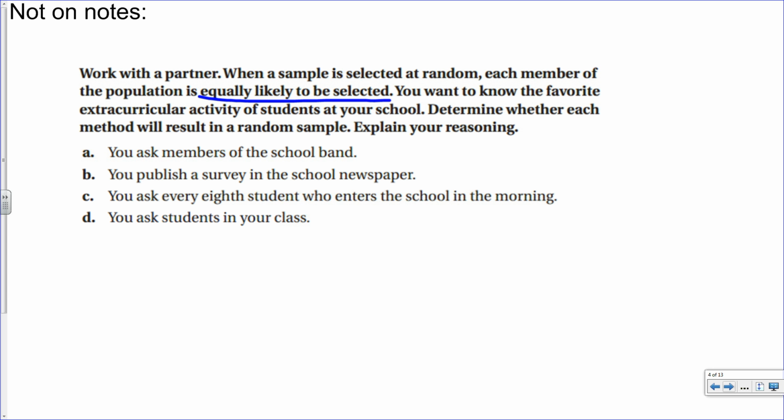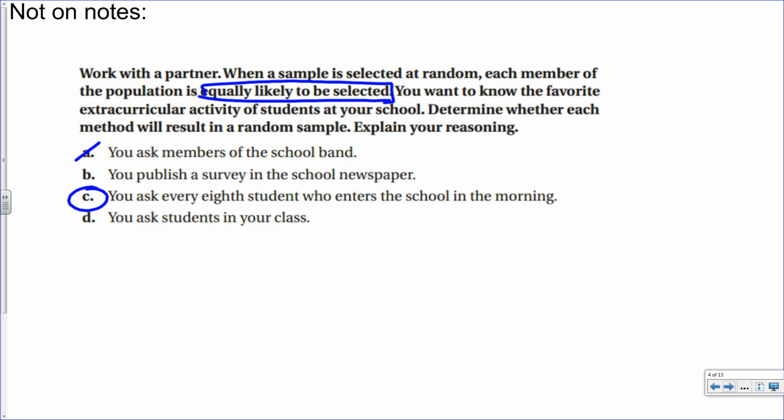Would you ask members of the school band? Would you publish a survey in the school newspaper? Would you ask every 8th student who entered the school in the morning? Or would you ask students in your class? The one that makes it so that everyone is equally likely to be selected would be you ask every 8th student who enters the school in the morning.